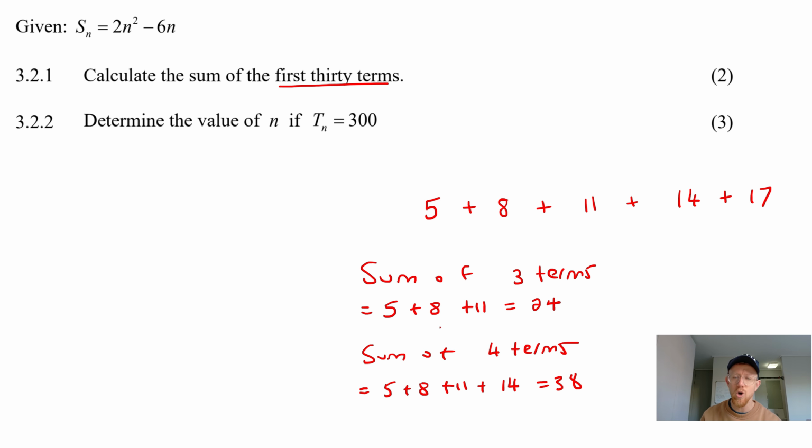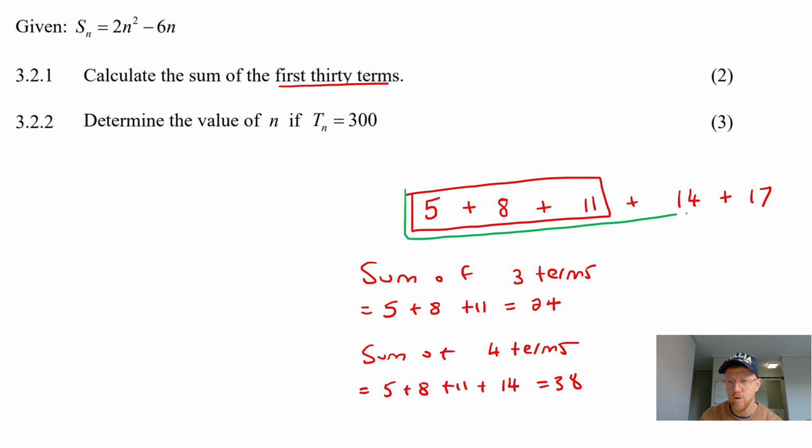Let me rather say this. If you take the sum of the first 3 terms, you're doing that. And if you take the sum of the first 4 terms, then you are doing that. So what is the only difference actually? It's just the fact that we're adding on the 14.